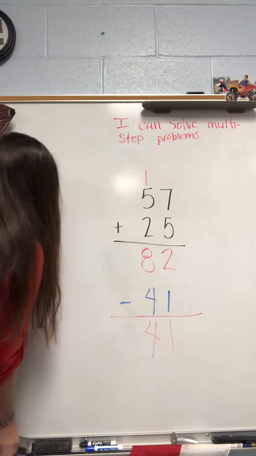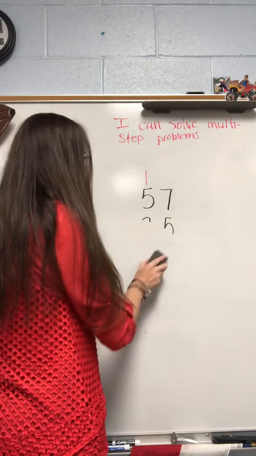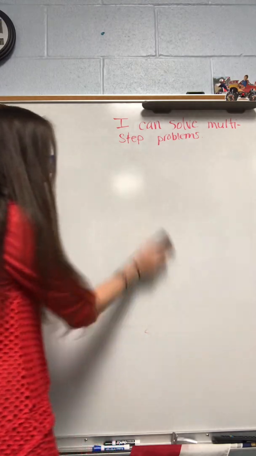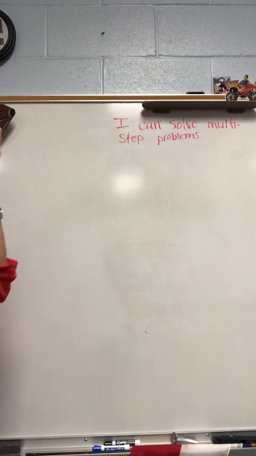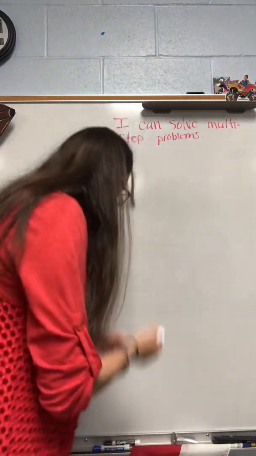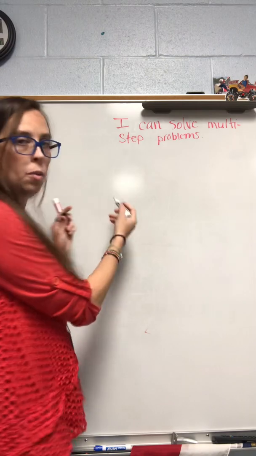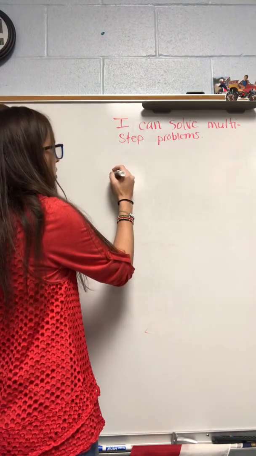Now sometimes it doesn't give you the number. Sometimes you have to read a word problem. It gives you the number, but you have to figure out what to do with it. So we might have a word problem that says, let me just come up with one, okay.